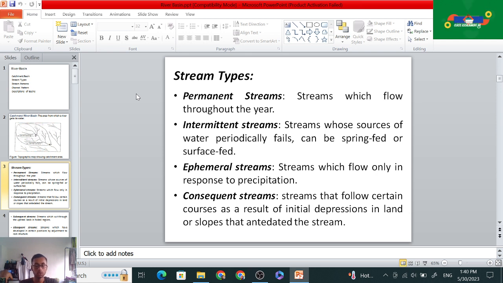Then consequent streams, streams that follow certain courses as a result of initial depressions in land or slopes that attended the stream, are called consequent streams.